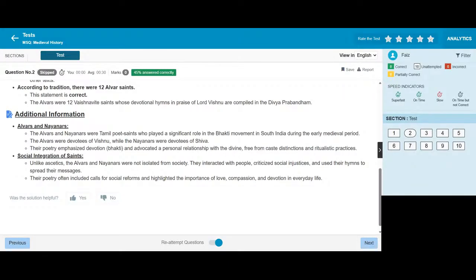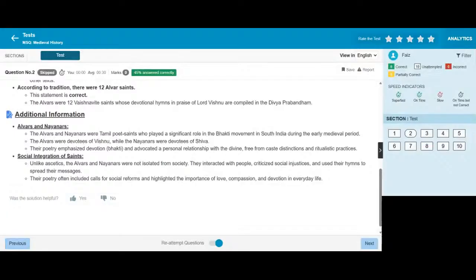Alvars and Nayanars. The Alvars and Nayanars were Tamil poet saints who played a significant role in the Bhakti movement in South India during the early medieval period. Alvars were devotees of Vishnu, while the Nayanars were devotees of Shiva. Their poetry emphasized a personal relationship with the divine, free from caste distinctions and prejudices.